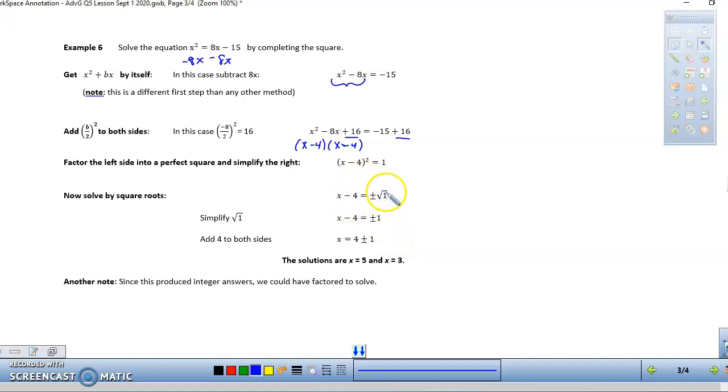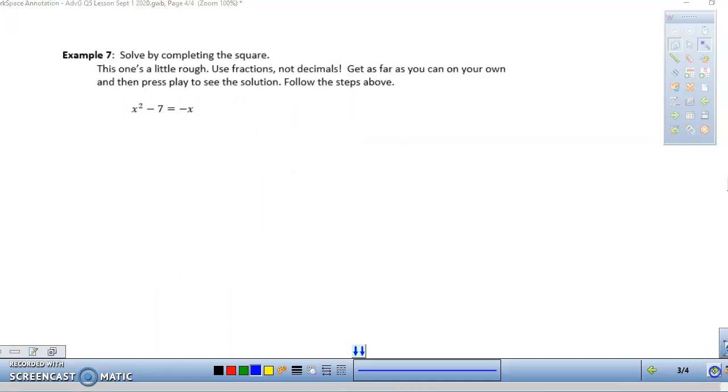All right, so you're going to square root both sides with the plus or minus. Simplify. Square root of 1 is 1. Add the 4. Split it up into 2, and then you're in good shape. Okay. Also, since we have integer answers, that could have been factored to solve. All right, let's try one more.